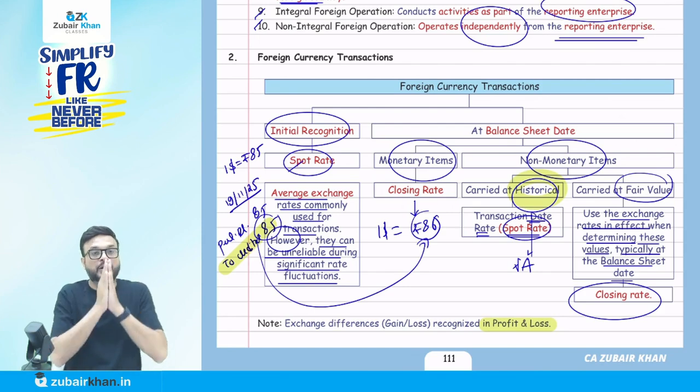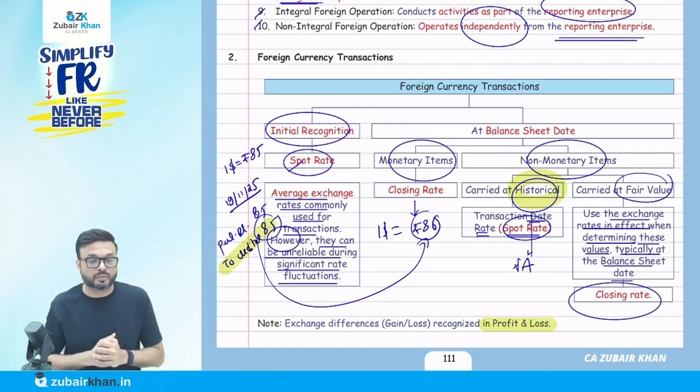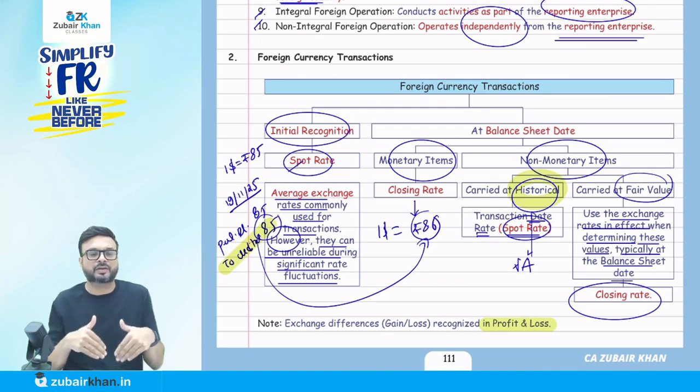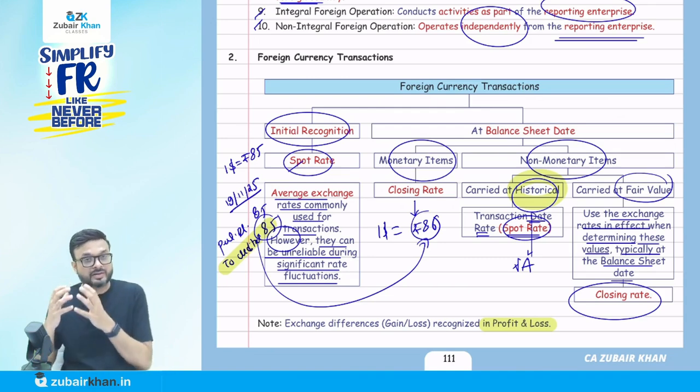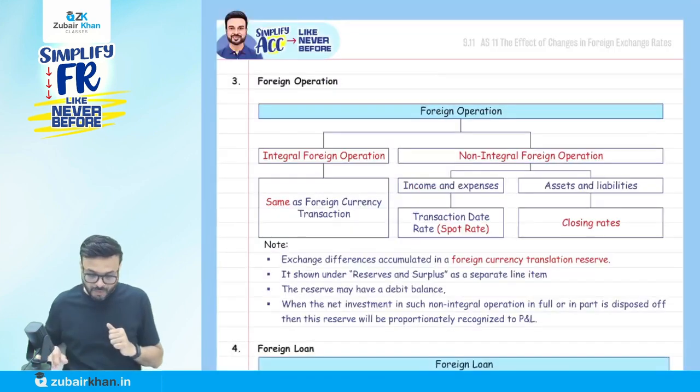So my trial balance is not going to tally, and that difference is going to be recorded in profit and loss account as foreign exchange gain or loss. This is the accounting treatment in case of a foreign currency transaction. Okay. Now what happened next?